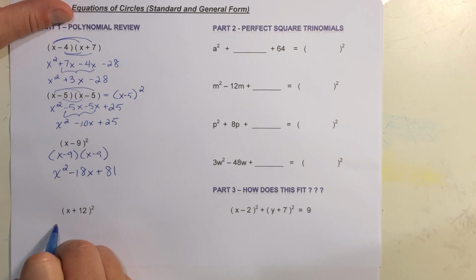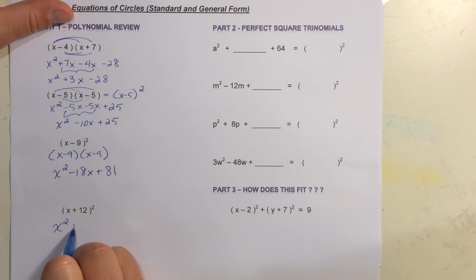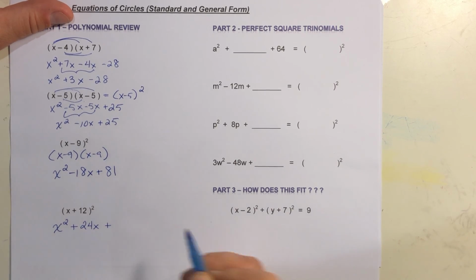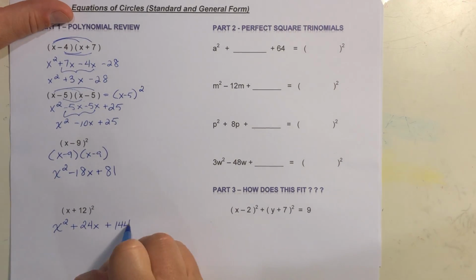All right, from here, after doing these couple examples, I want to jump right to the final expanded version of this. We know it's going to be x squared. The middle number will be double that, so it'll be plus 24x plus 144.